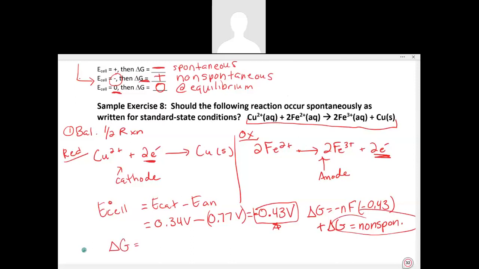But say we wanted to solve for delta G, we could use either this equation that we've seen in this chapter, negative RT ln K when we're at equilibrium, or we could use this equation here, negative nF E cell.